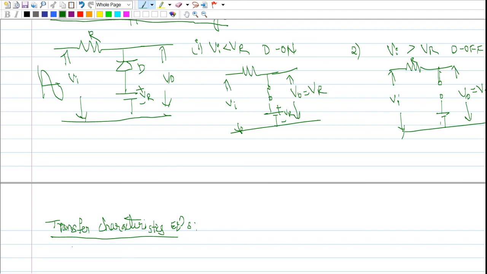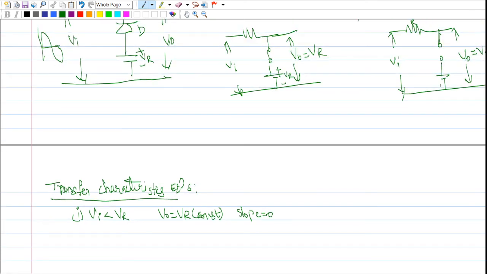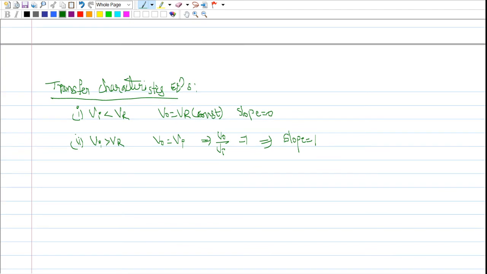The first equation is, when Vi is less than Vr, V0 is equal to Vr, so it is a constant. The slope is 0. Next, when Vi is greater than Vr, V0 is equal to Vi, so V0 by Vi is equal to 1, then the slope is 1. Now draw the transfer characteristic curve.